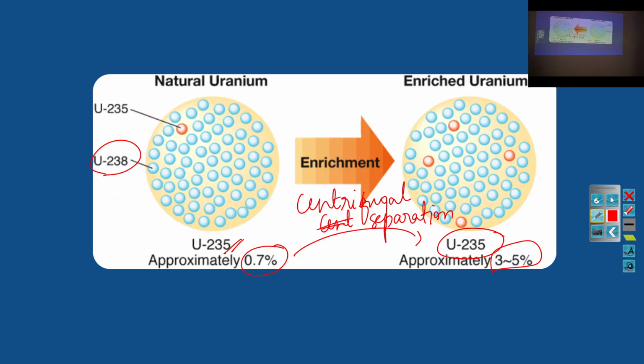In enriched uranium, the percentage composition of uranium 235 has been increased from 0.7% to 3 to 5% through a process of centrifugal separation.